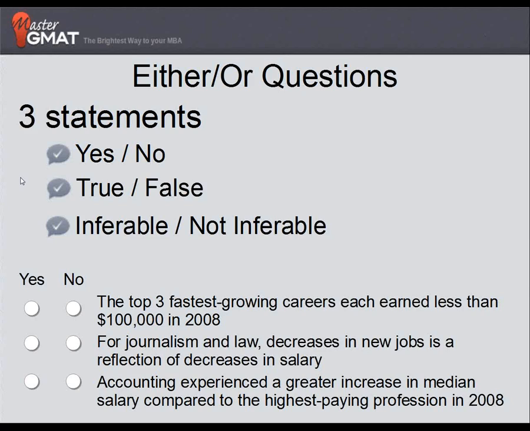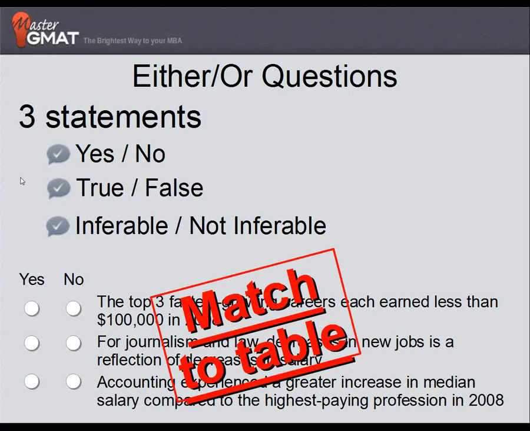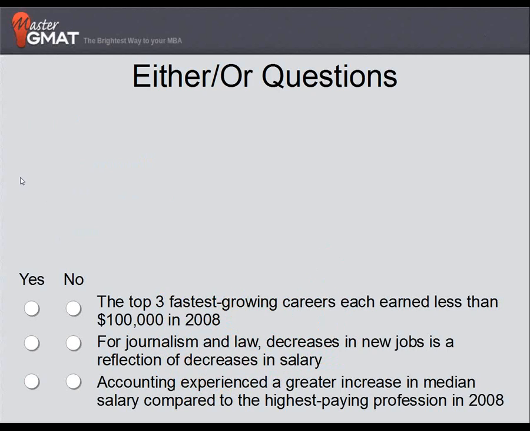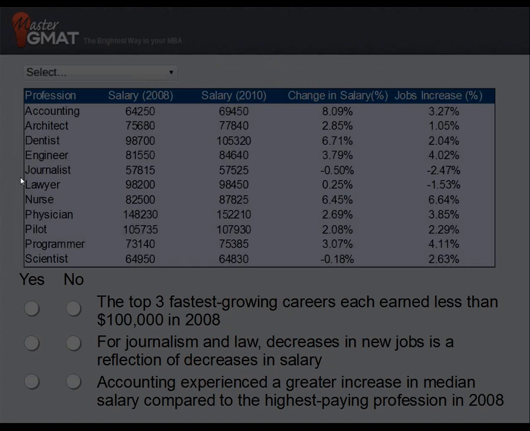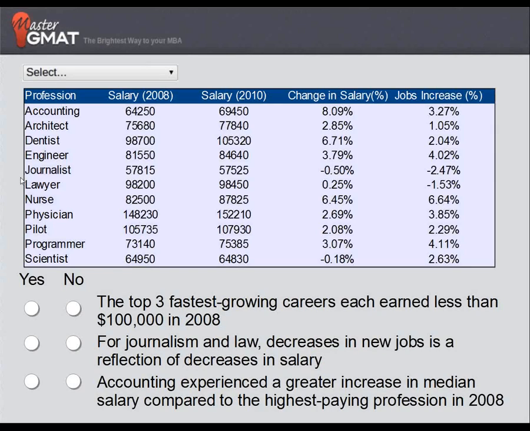Now, once you've done a quick analysis of the table, you should go and read the statements. The key step is you want to match the statements to the different rows and columns in the table. I'm going to walk you through two problems together so that we can see our work order in action. Let's return to our table now and take a look at the three questions that we have.